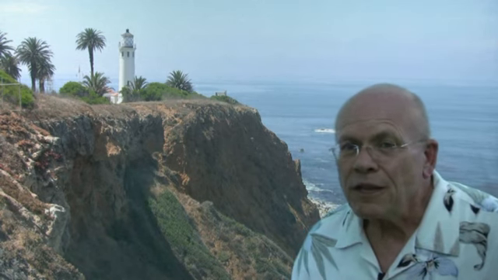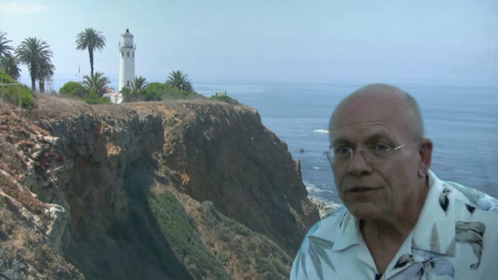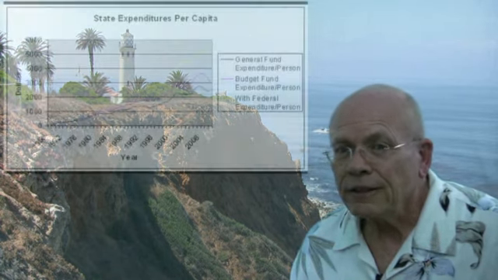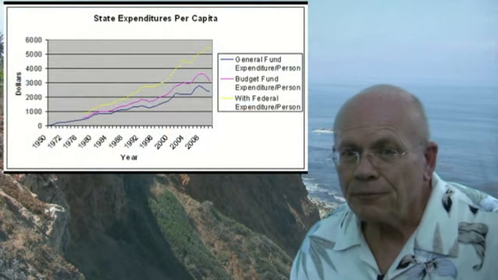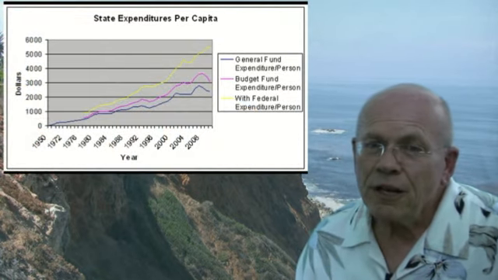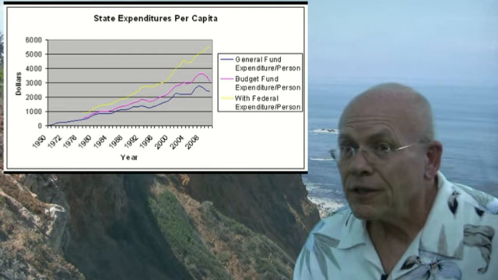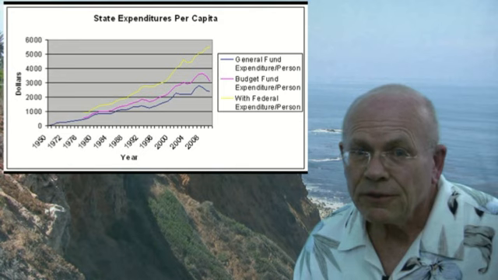And now you may still be thinking that the population growth caused this stupendous growth in government spending. So let's take a look at that. Now here's another graph for your enlightenment. It shows the state expenditures per capita, that's per person. This normalizes out the effect of population growth.